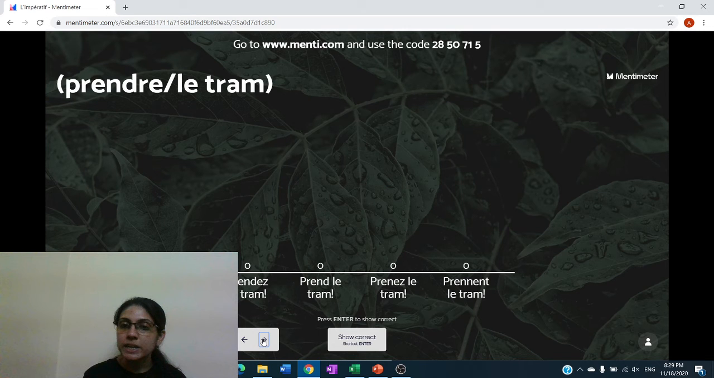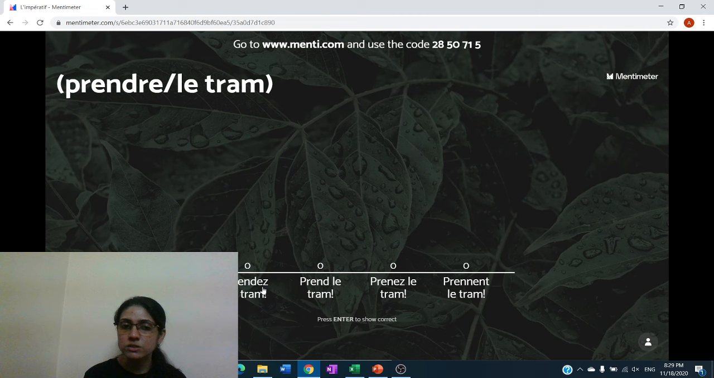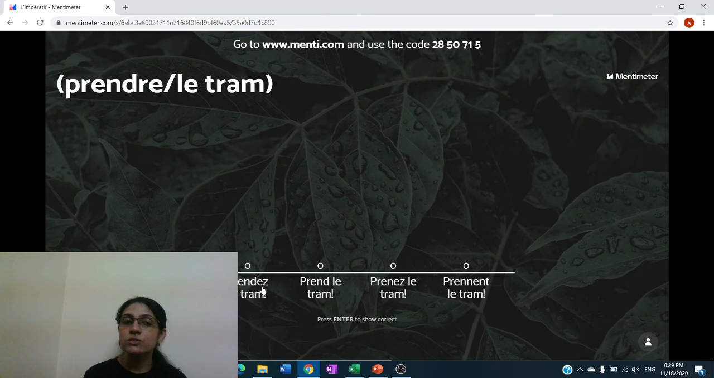So prendre is not the conjugation of the present tense verb prendre, because prendre is an exception to the DRE verbs. It does not contain D. So this is incorrect. Second one, prend le train with verb prendre. This one is ending with PREND, that means it is the conjugation in the il singular form, with which the imperative is not possible.